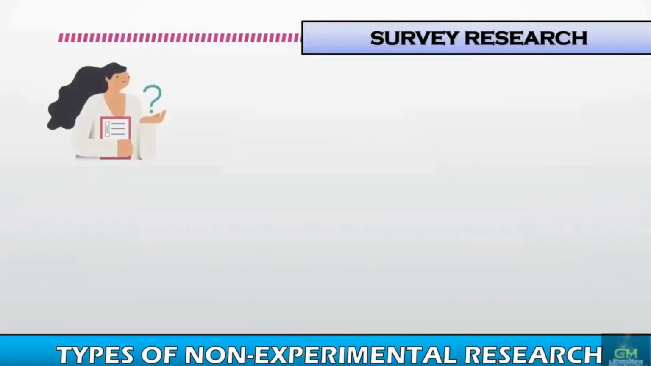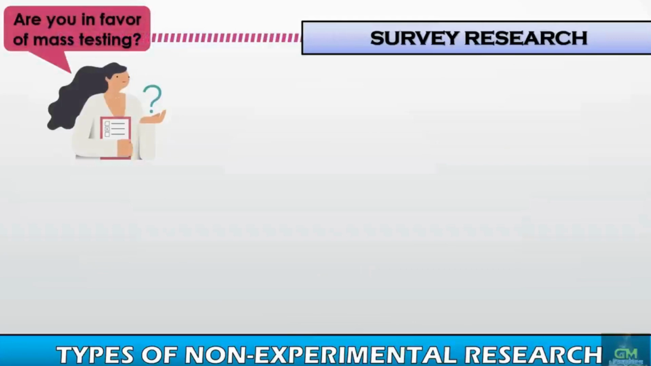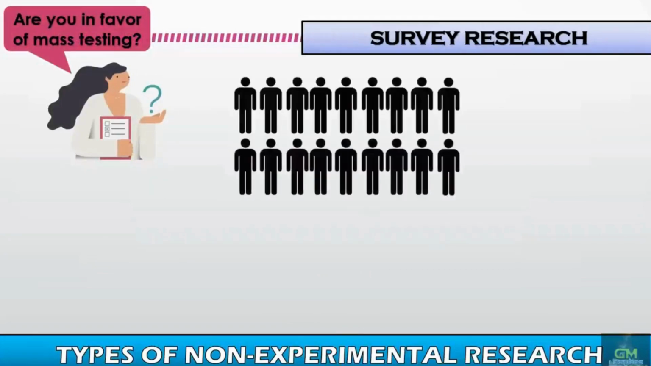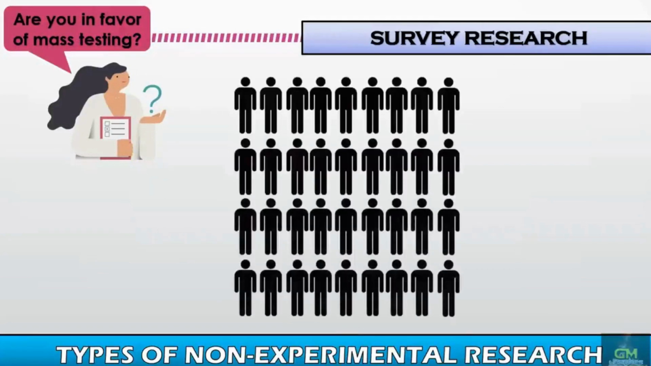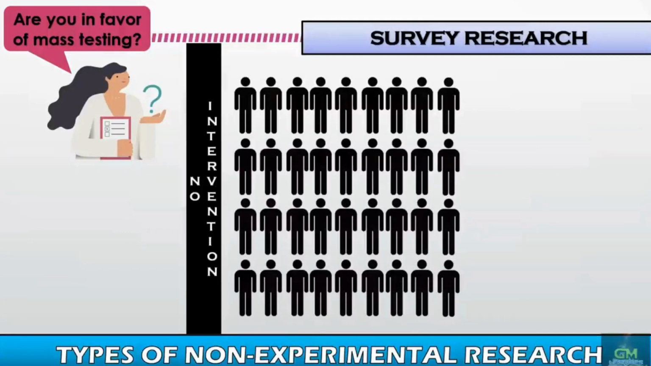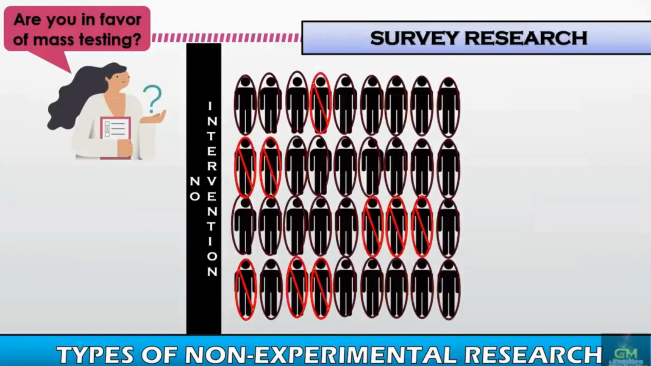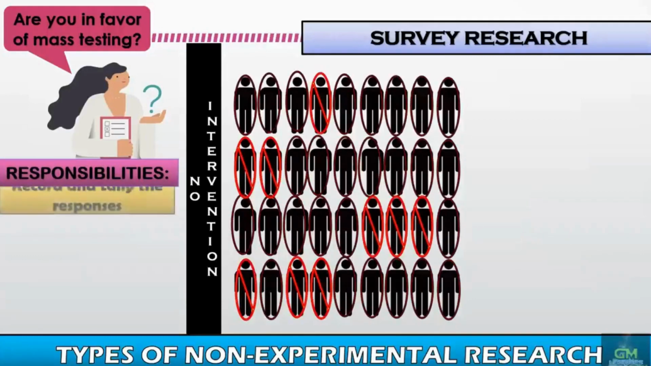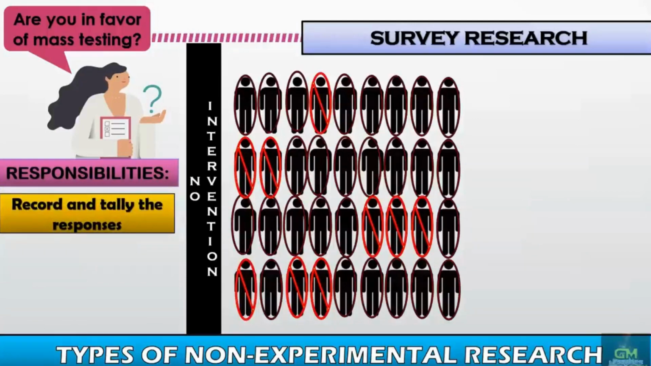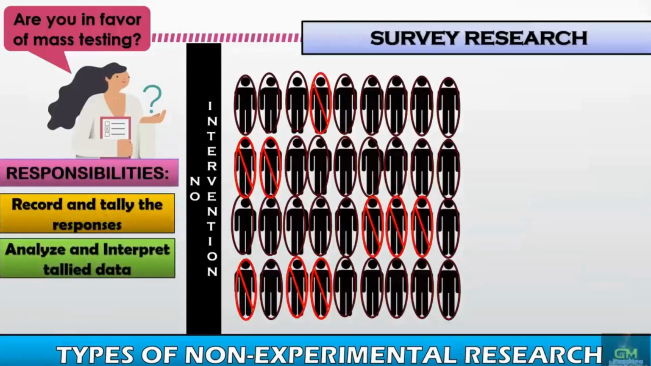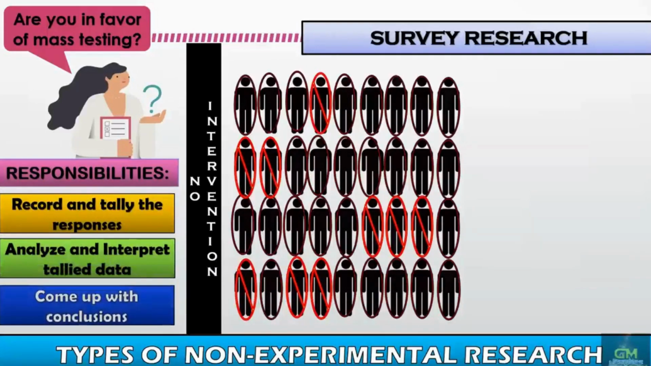Say for example, a researcher wants to conduct a survey on the preference of individuals towards mass testing. What she does is to identify the participants and give them the questionnaires that they will answer. Again, in survey research, there is no intervention because the researcher would only wait for the respondents to give out their answers. Also, in survey research, the responsibilities of a researcher focus on recording and tallying the responses, analyzing and interpreting the tally data, and from these particular data, come up with conclusions.